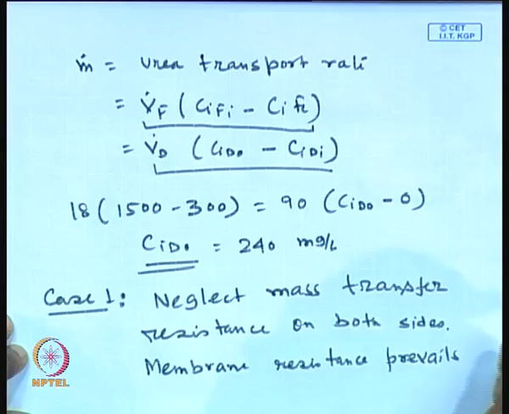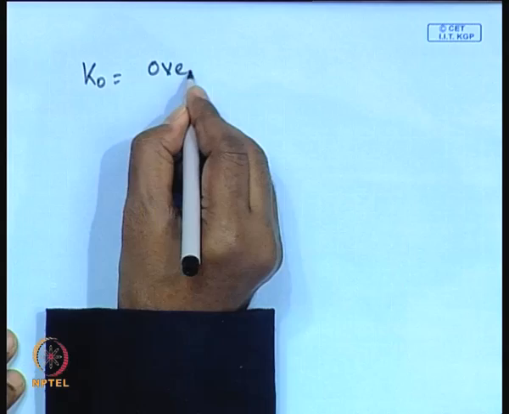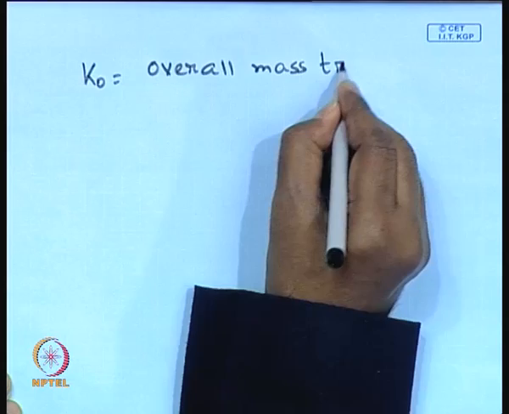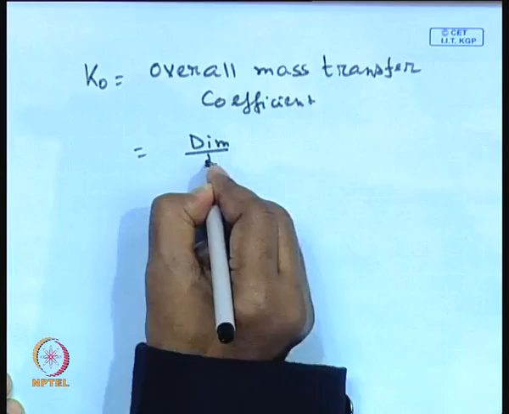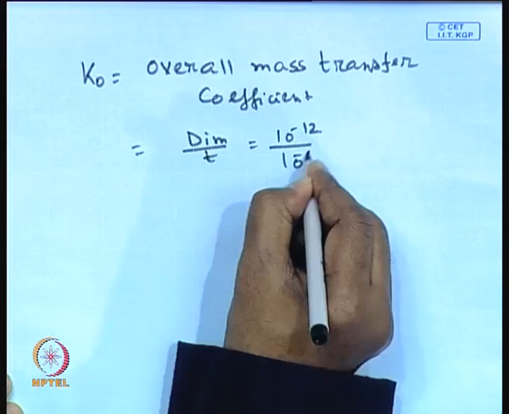Now, K 0, the overall mass transfer coefficient, is the inverse of the overall mass transfer resistance. It turns out to be D I m divided by the thickness of the membrane, and this will be 10 to the power minus 12 divided by 10 to the power minus 6. So, it will be 10 to the power minus 6 meter per second. Okay.